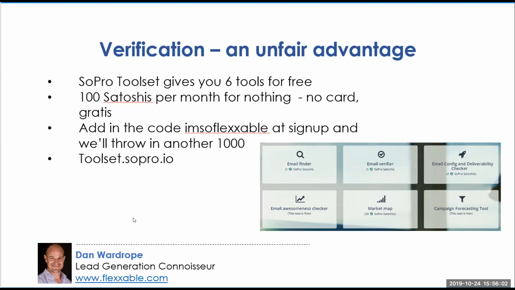Okay, so there's 6 tools that you've got: email finder, email verifier, which is the one we're talking about here, right? Yes. Email config, delivery checker, email awesomeness checker, market map. I mean, this could be a conversation for another day, but there are some good, cool tools there. It's worth having a look.